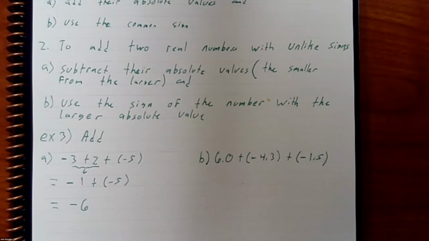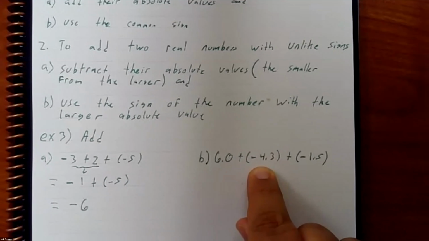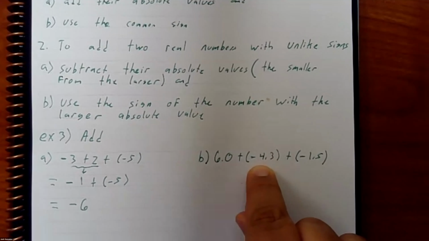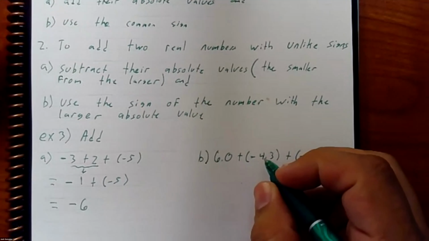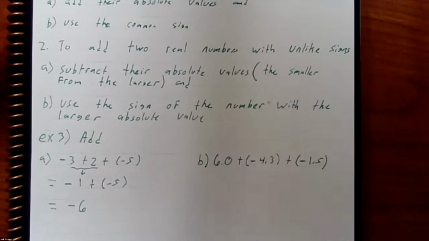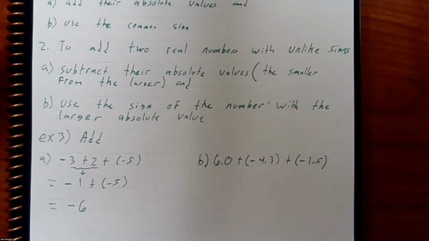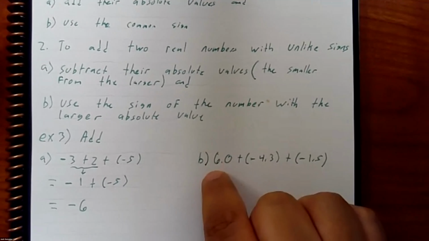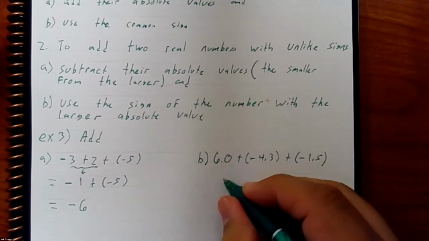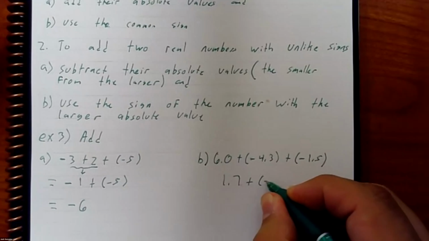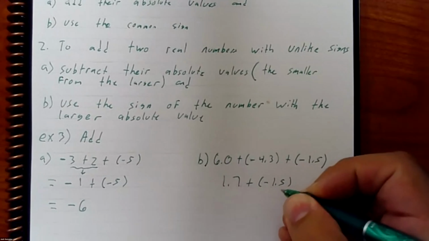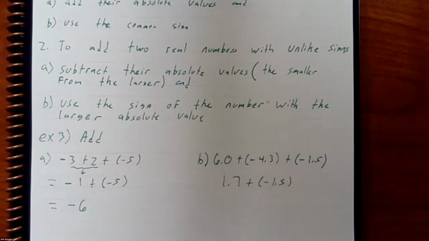If you do 6 minus 4, that'd be 2, right? So we lose a little bit more. Do you agree that would be 1.7? So we keep the sign of the bigger one, which is positive. Subtract these, keep the sign of the bigger one. It stays positive.